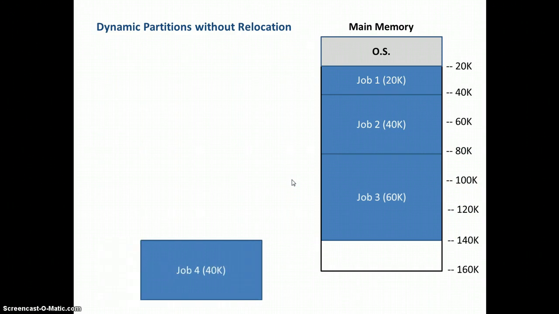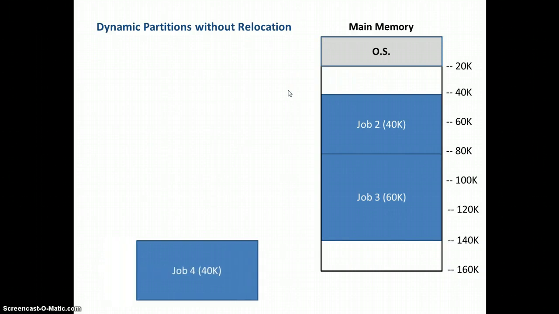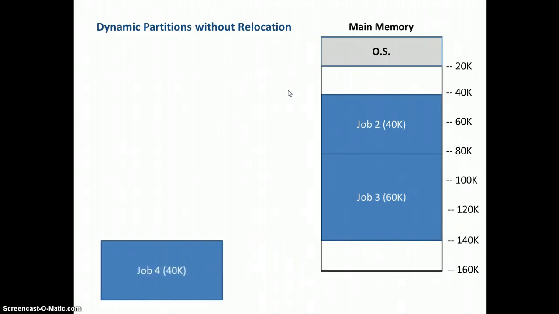Now let's say job 4 shows up. Well, it needs 40K blocks, but there's only 20K available, so it can't go into memory. So we have to wait for a job to disappear before this job 4 can get loaded into memory. Well, let's now suppose that job 1 finishes, and so that 20K is released. We do have a total of 40K, but it's not contiguous. So this job 4 cannot be brought into memory because we don't have 40K contiguous blocks.